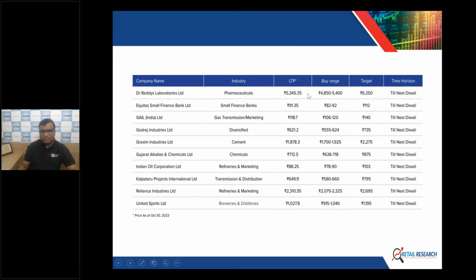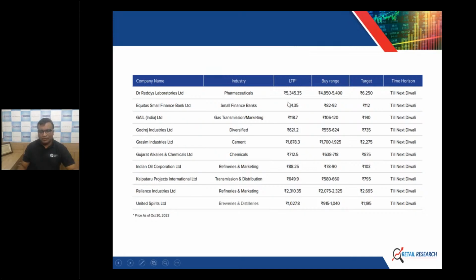We have issued the LTP price and also given you the buying range, two levels where we need to accumulate these stocks. The stocks are Dr. Reddy, Equitas Small Finance Bank, GAIL, Godrej Industries, Grasim, Gujarat Alkalis, Indian Oil Corporation, Kalpataru, Reliance Industries, and United Spirits.